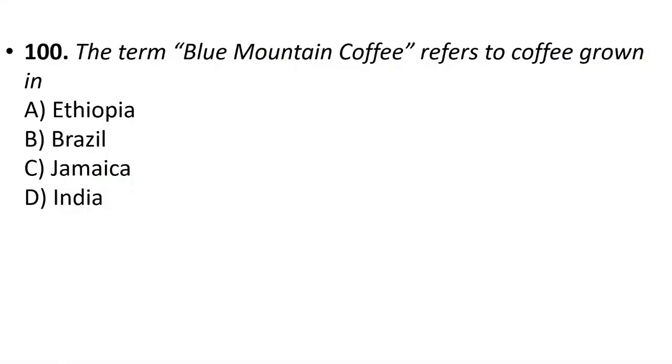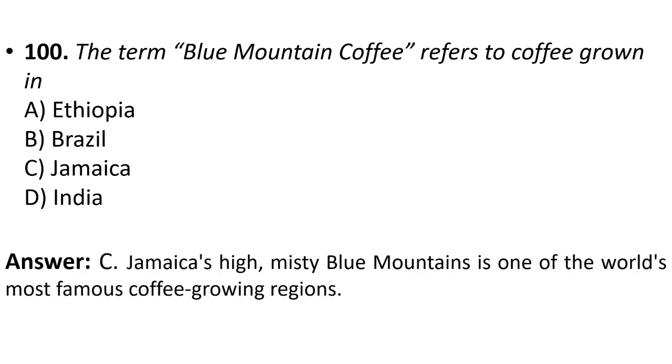Question number 100. Final question. The term Blue Mountain Coffee refers to coffee grown in Ethiopia, Brazil, Jamaica, India. Your answer is option C, Jamaica. Jamaica's high misty Blue Mountains is one of the world's most famous coffee growing regions.